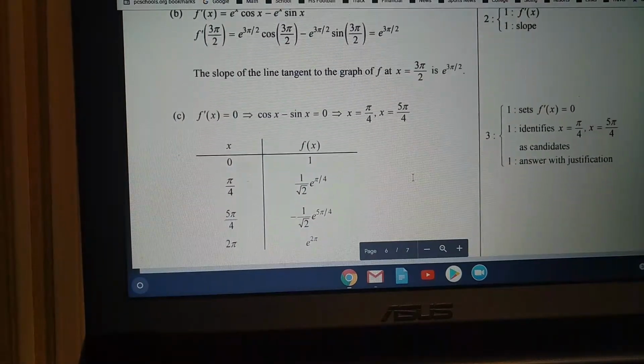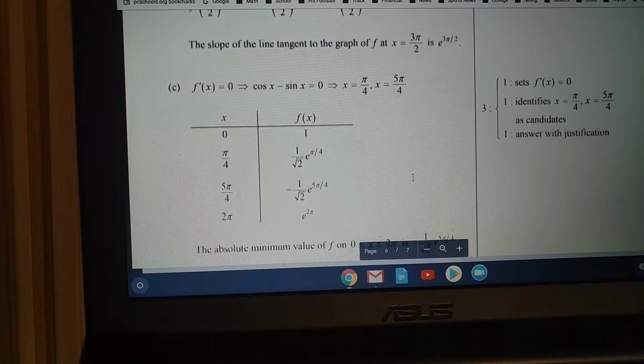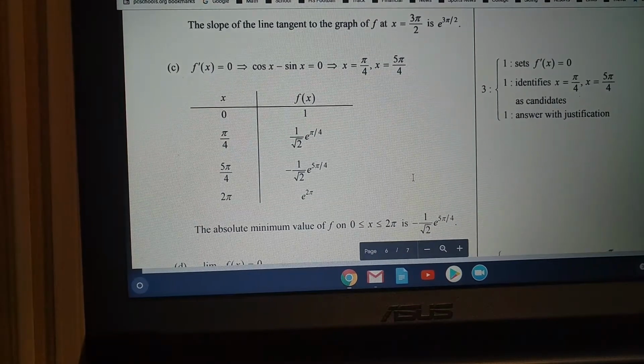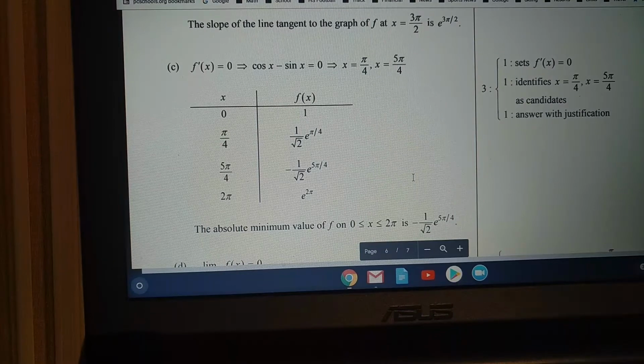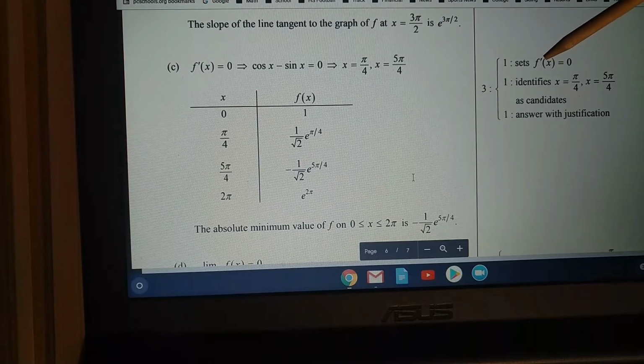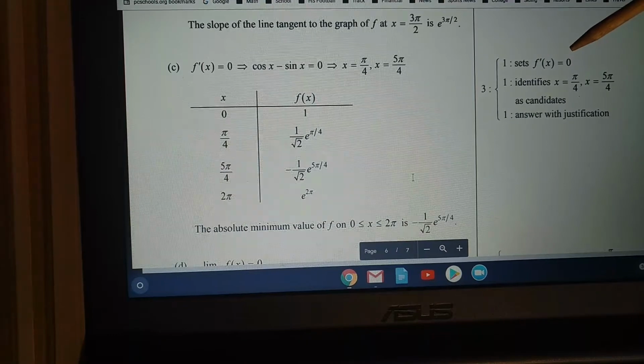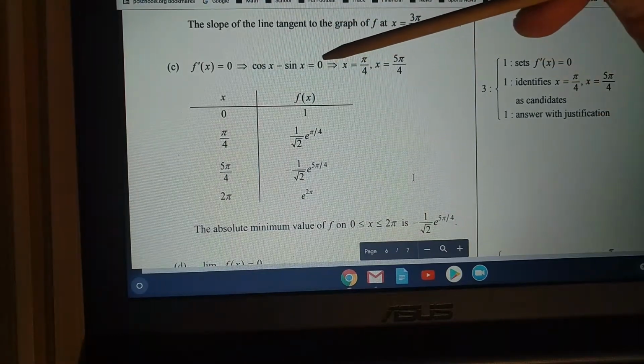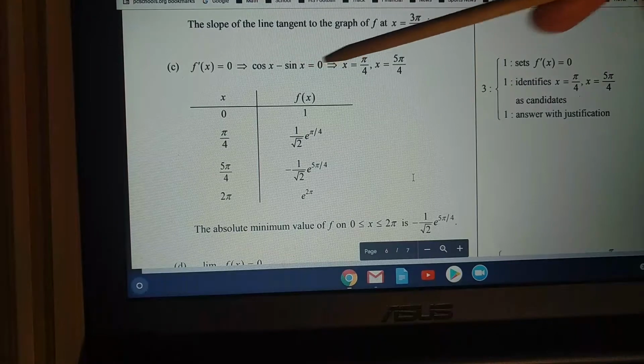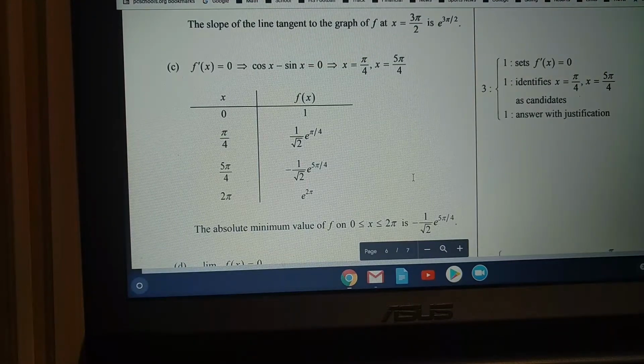Then for part C, we see this is an example where we're using the candidates test again to find an absolute minimum. So you get 1 point if you know you have to look for critical points. That's where the first derivative equals 0. So if we see somewhere where you're looking for that first derivative equals 0, then you get 1 point. That should lead you to identifying the 2 candidates of pi over 4 and 5 pi over 4. If you identify both those candidates, you get a second point.